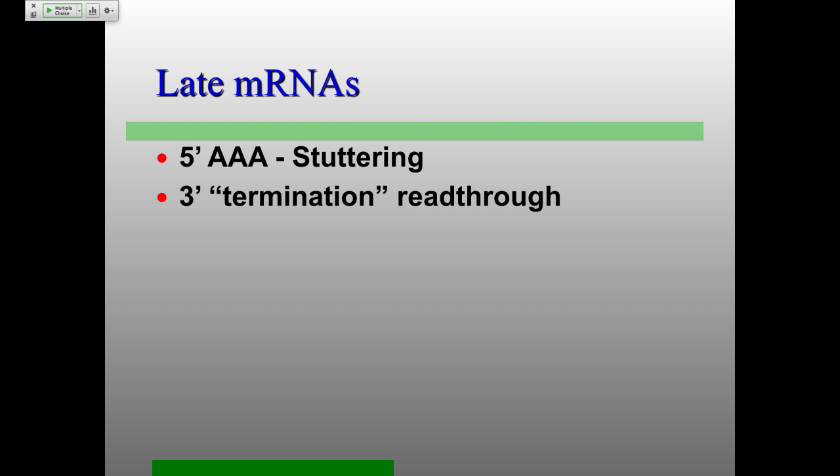The late messenger RNAs are actually a little different in terms of making poly-A's, because they have what appears to be a stuttering-like process. So not just a poly-A polymerase, but also stuttering processes, which should sound very similar to what kinds of poly-A tail formation?